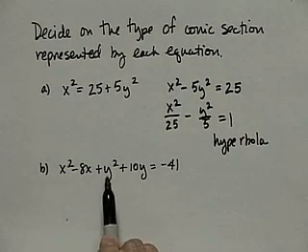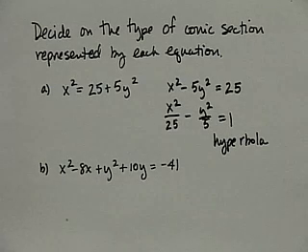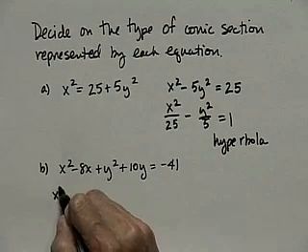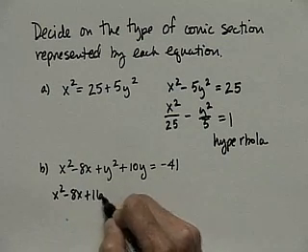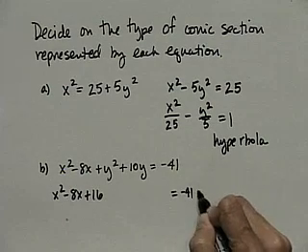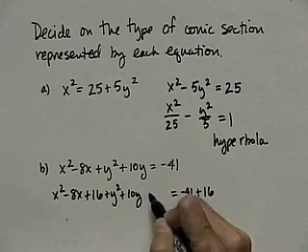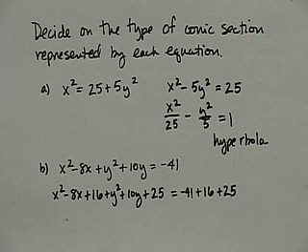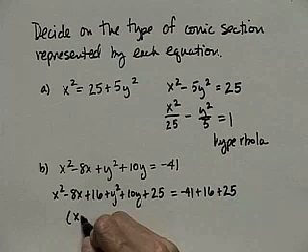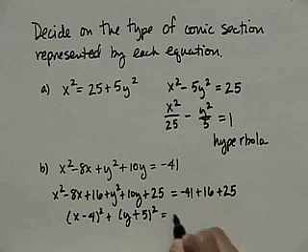Well, let's try the next one. I see x squared and y squared, and their coefficients are the same. So I think that what I have is a circle, possibly, but let's put it in standard form to see. I'll complete the square on x by adding half of 8, which is 4, squared, which is 16, to both sides of the equation. And I'll complete the square on y. Half of 10 is 5, squared is 25. So I'll add 25 to both sides of the equation. Now factoring, I get x minus 4 squared plus y plus 5 squared equals this.